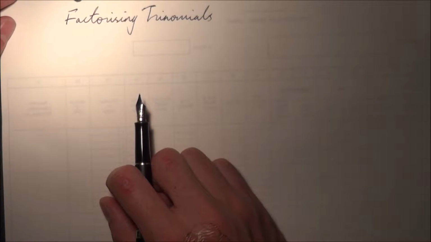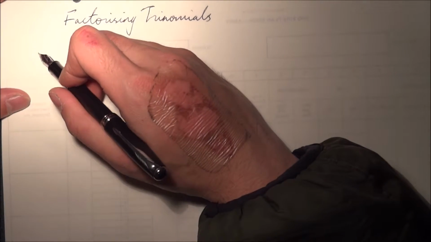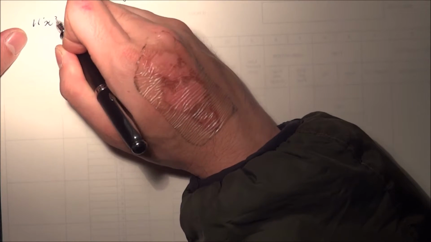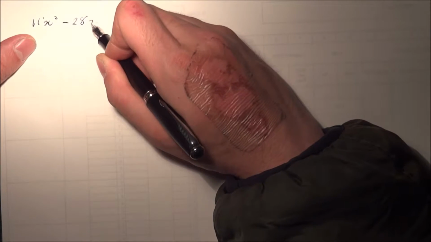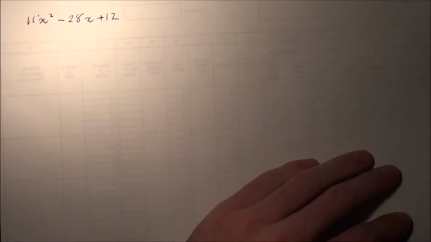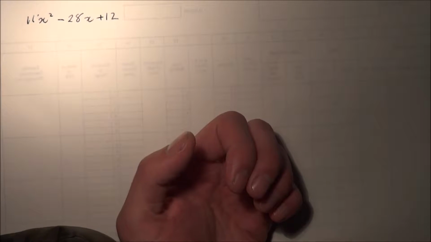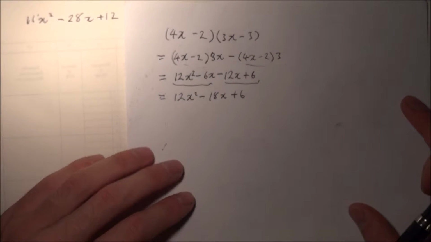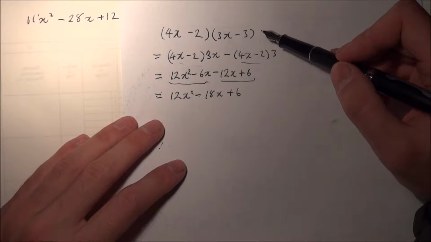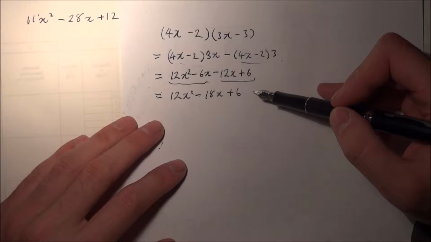Okay, factorizing trinomials. So let's suppose we have a quadratic trinomial of the form, say, 11x squared minus 28x plus 12. So this is a quadratic trinomial, and we're trying to factorize it. So we want it to go back to the stage of when we have the product of two binomials. So for example, this is an expansion we had earlier, where we expanded this binomial product into this quadratic trinomial.